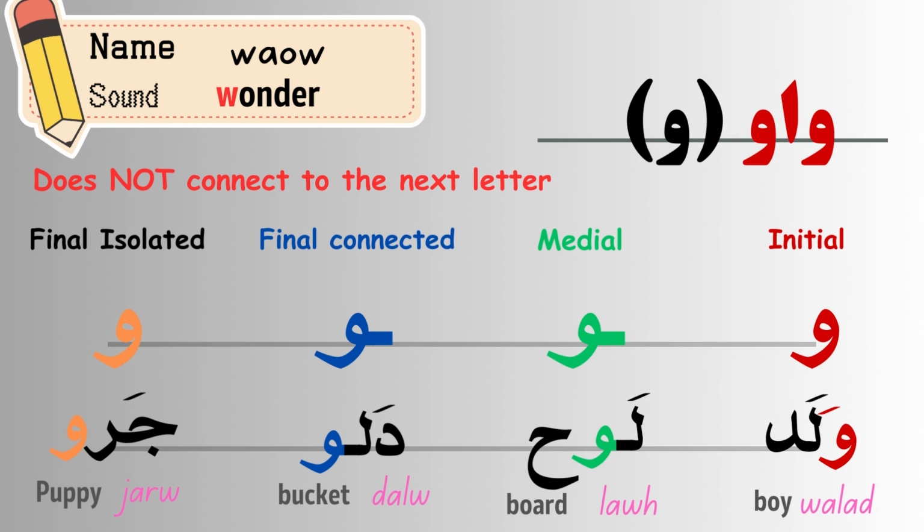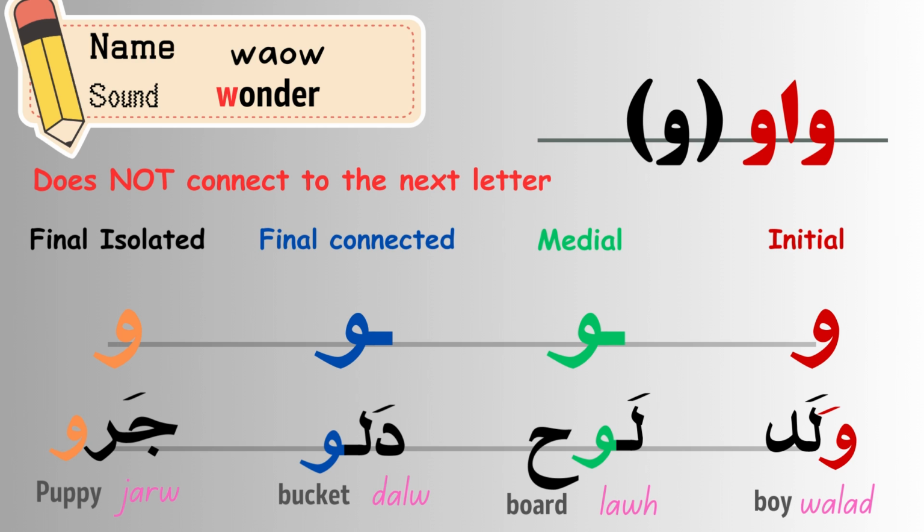The letter wow. Remember, wow also doesn't connect to the next letter. Word ولد. ولد shows the initial form of the wow. Word لوح. لوح shows the medial form of the wow. Word دلو. دلو shows the final form connected of the wow. And word جرو. جرو shows the final form isolated of the letter wow.